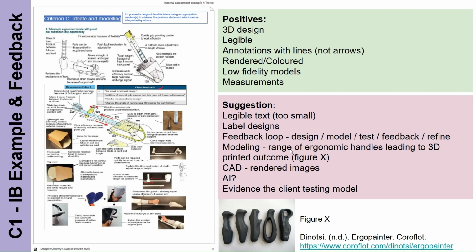So the modeling, a range of ergonomics handles leading to a 3D printed outcome. So that would be kind of your high fidelity. So for example, in figure X, they could have modeled these in foam and then 3D printed them, and then they would be your high fidelity models. So that would have really enhanced this example.